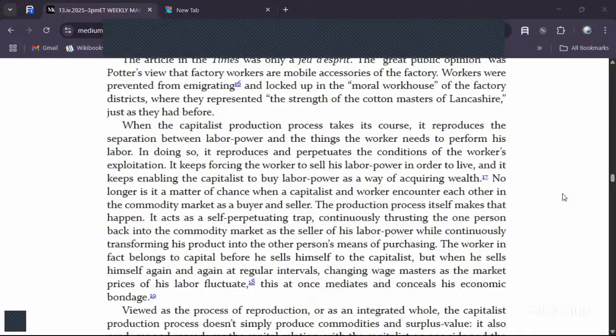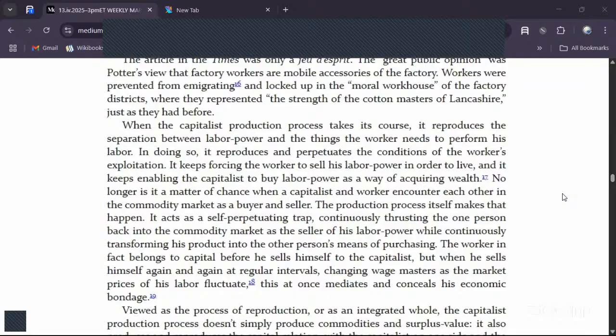No longer is it a matter of chance when a capitalist and worker encounter each other in the commodity market as a buyer and seller. The production process itself makes that happen. It acts as a self-perpetuating trap, continuously thrusting the one person back into the commodity market as the seller of his labor power while continuously transforming his product into the other person's means of purchasing.